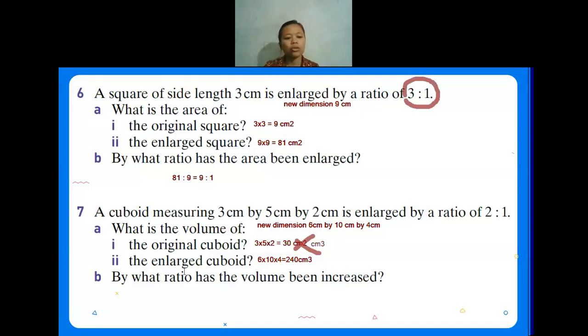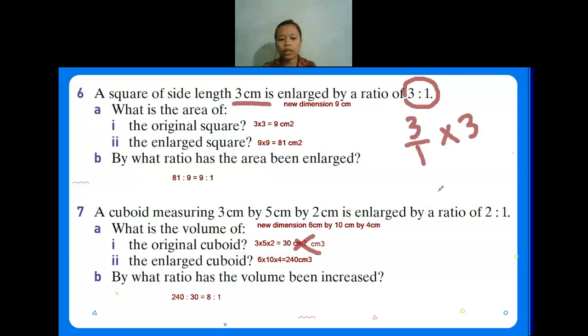No? Okay. So now let us find the ratio for the volume that has been increased. 240 to 30, we can simplify it into 8 by 1. Is there anyone having any question? Yes, I'm listening.